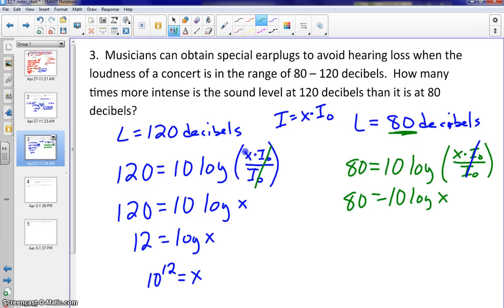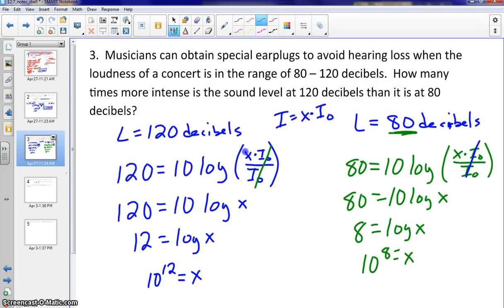80 equals 10 times log of X. Divide by that 10, and then write in exponential form. Excuse me, I dropped my marker. So we have 10 to the 8th equals X.